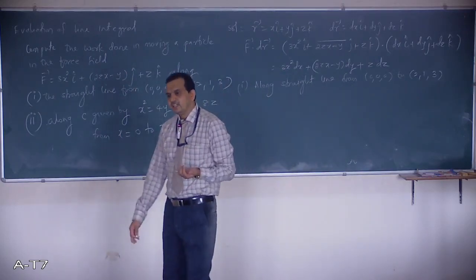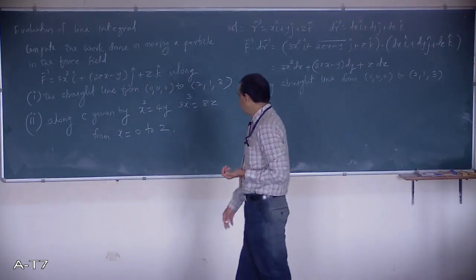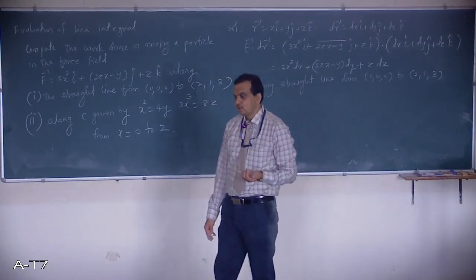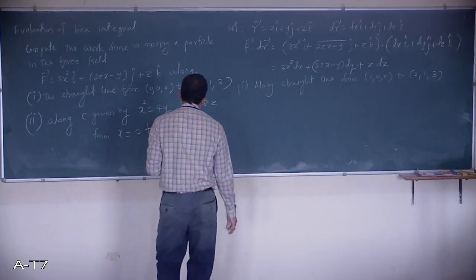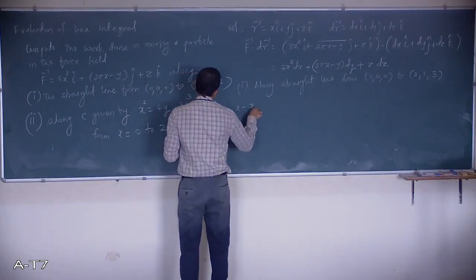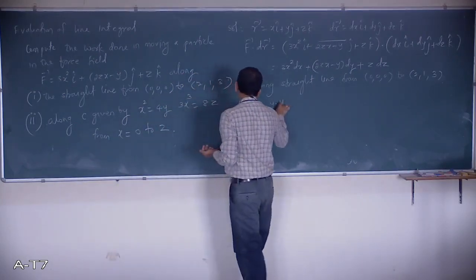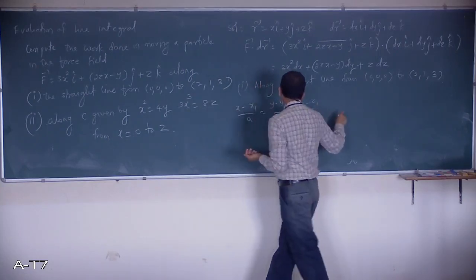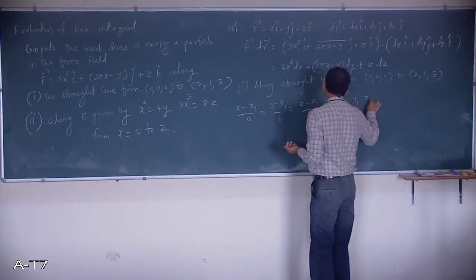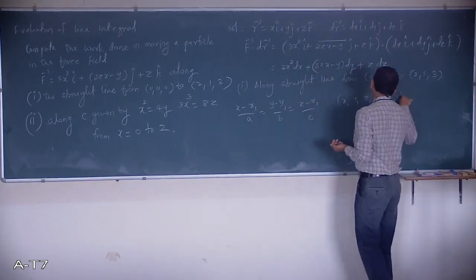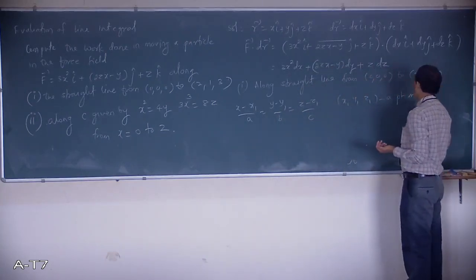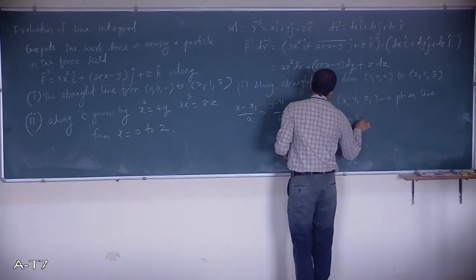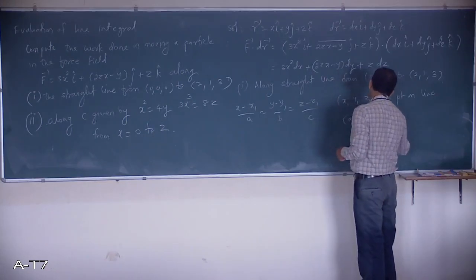So, you need a little knowledge of 3D, as I said. For a symmetrical form of a straight line, which is always written as (x minus x1)/a = (y minus y1)/b = (z minus z1)/c. So, as you know, x1, y1, z1 is a point on the line. And what about a, b, c? They are the direction ratios of the same line.